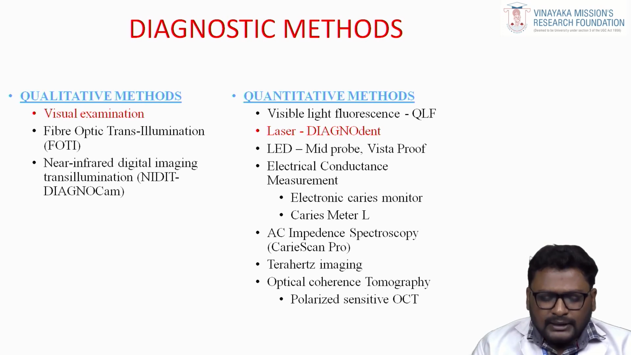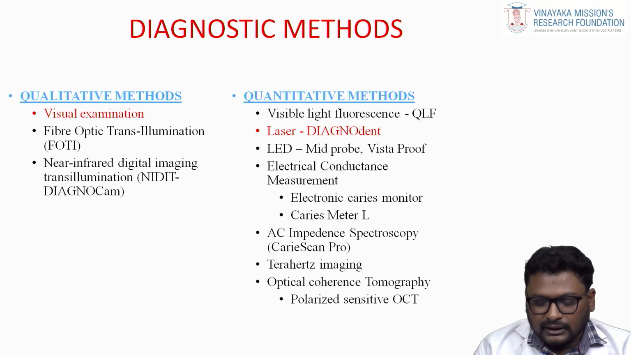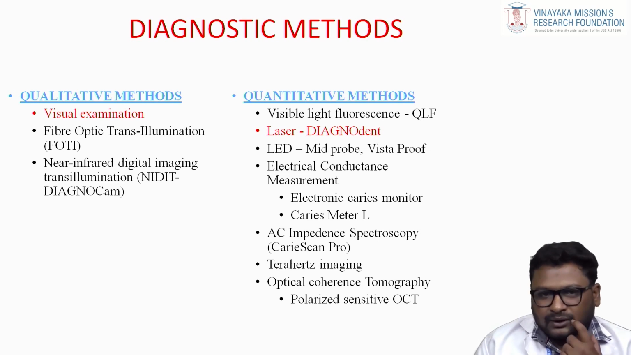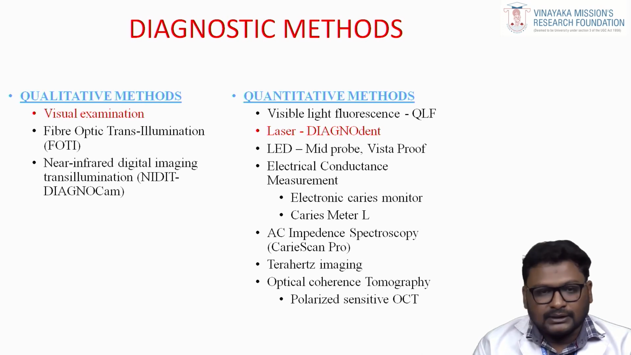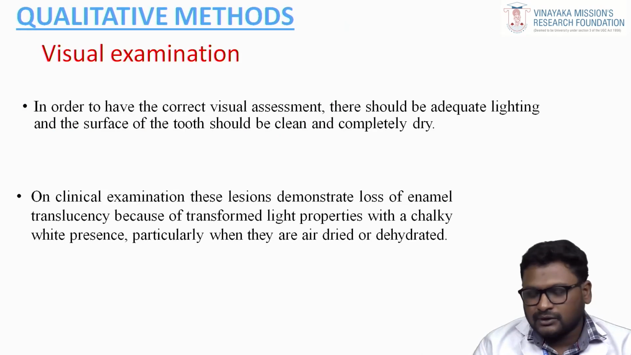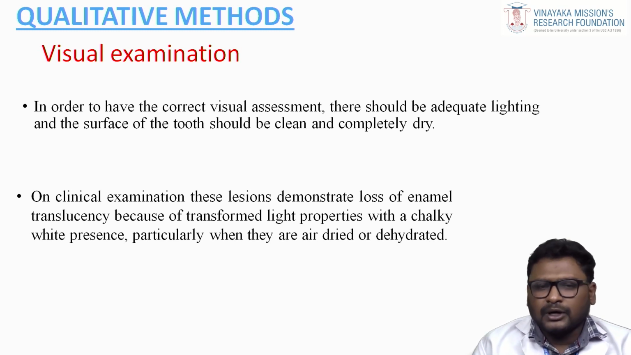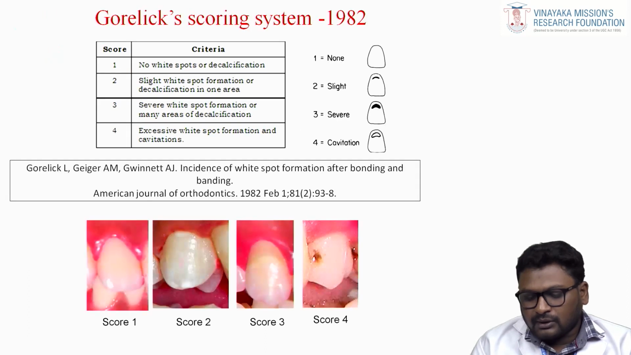In these two basic methods, we will first see the visual examination. We are not going to discuss this in detail, only two common things: one is visual examination, and in quantitative methods, the DIAGNOdent method. So we are going to discuss these two briefly. The first one is visual examination. Visual examination is nothing but once you properly dry the teeth, you visually examine the teeth. If there is any discoloration or any decalcification, you are obviously going to look at that. That is how we are going to classify.